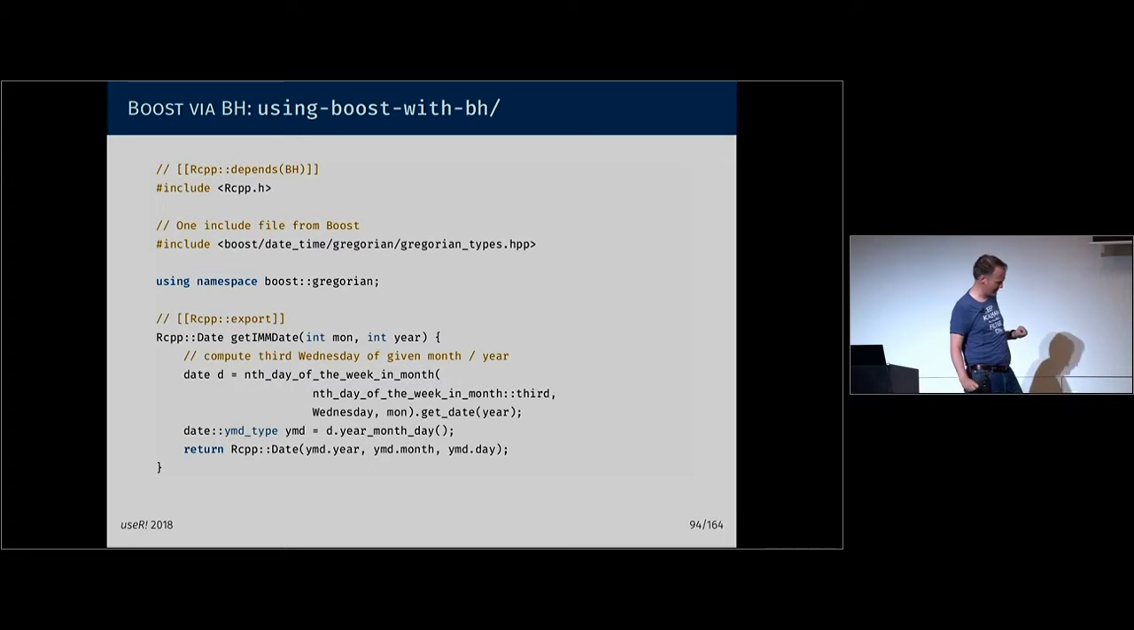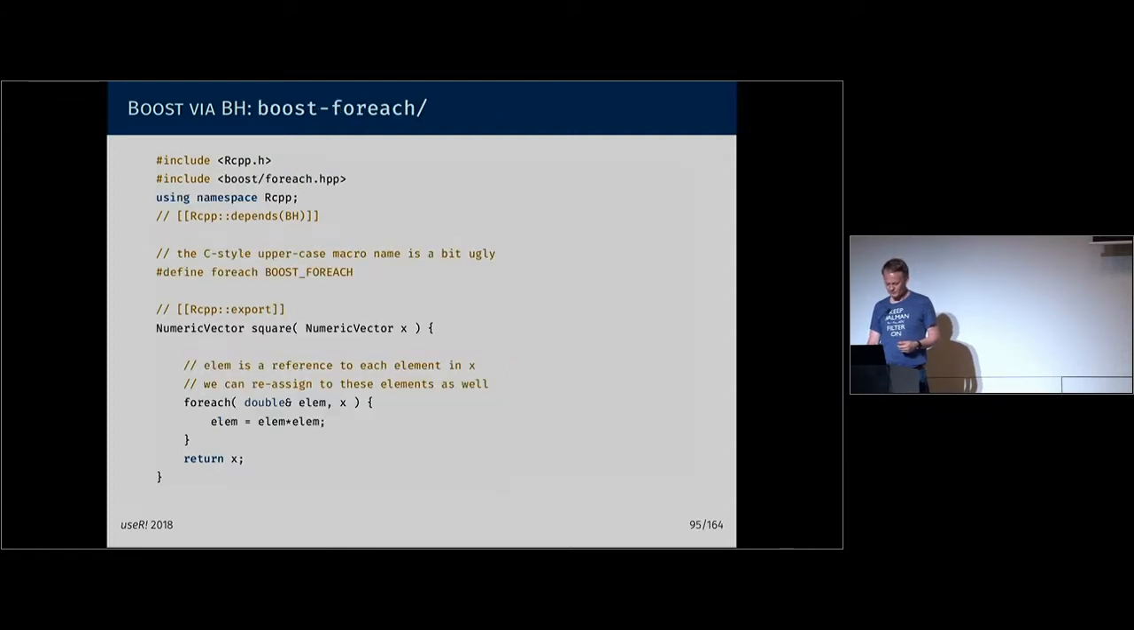And here I'm saying Wednesday. Also note that Wednesday is not in quotes. So that has become in the scope of Boost Gregorian, where, using namespace, I flattened that. It's a known constant. And mon here is an argument. And we also need the context of the year. So given month and year, I come back with the date of the Wednesday of the third week, doing a little bit of handshaking between Boost dates and Rcpp date times.